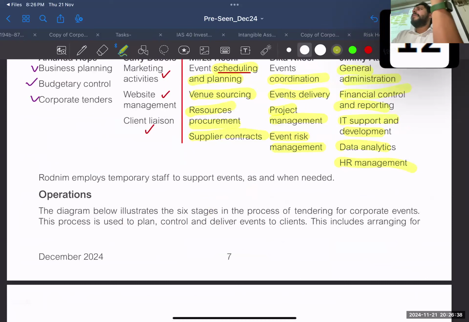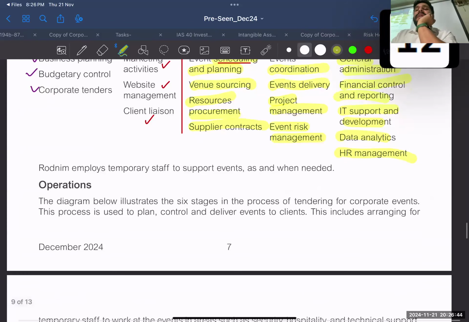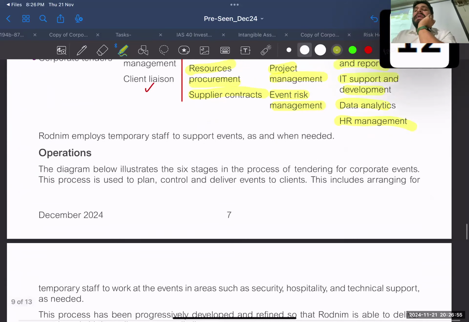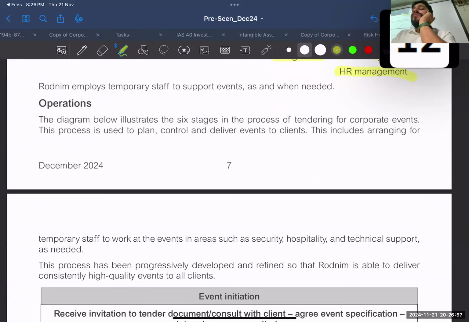And obviously, event management companies normally hire temporary staff. This is the norm of every event management company. Operations. The diagram below illustrates the 6 stages in the process of tendering. For the corporate event, this process is used to plan out, control, and deliver the event to the client.